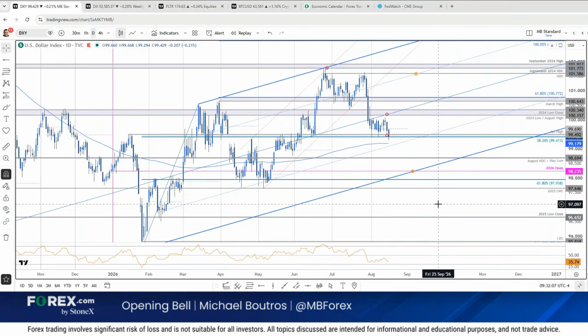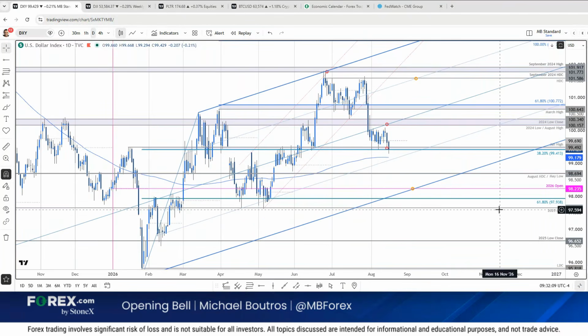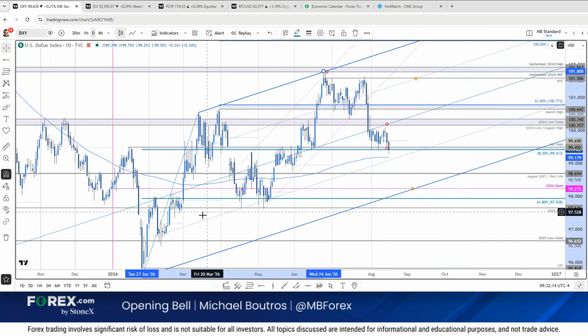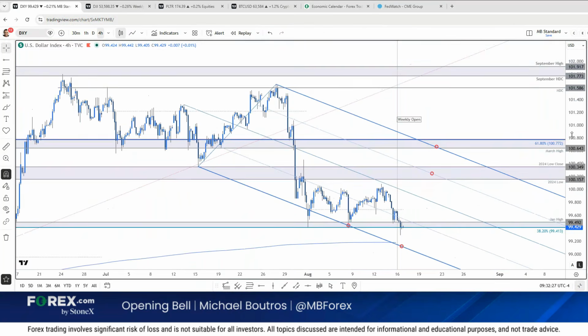So here's the DXY, right into the start of the week. This is the monthly opening range low. This is the 38.2 of the advance off the yearly low. Okay, it's also the January objective range high. It's the same support I was talking to you guys about before I left at 99.41, 99.49. We're there right now. Here's the 4-hour chart.